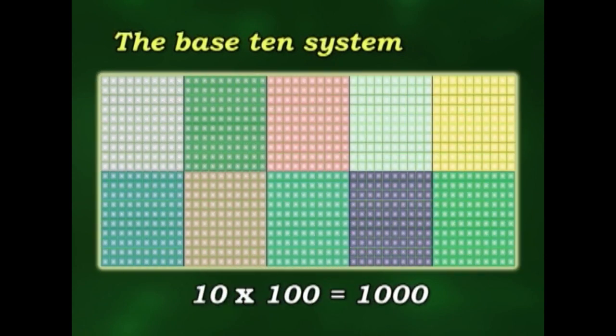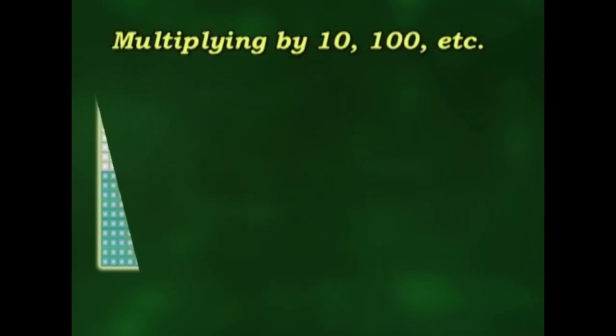Now look at the bottom set of blocks. 10 times 100 is 1,000. Well, if you've nothing to do for the next 40 minutes, you could count them all. But believe me, 10 times 10 is 100. 10 times 100 is 1,000. If you multiply by 10 or 100 or 1,000 and so on, it's quite easy.